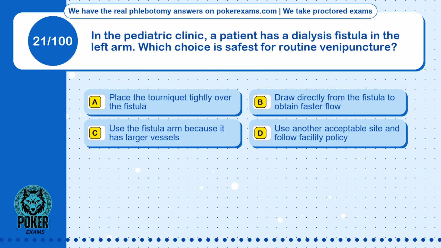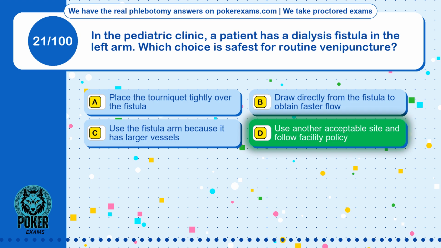Question 21. In the pediatric clinic, a patient has a dialysis fistula in the left arm. Which choice is safest for routine venipuncture? Option A. Place the tourniquet tightly over the fistula. Option B. Draw directly from the fistula to obtain faster flow. Option C. Use the fistula arm because it has larger vessels. Option D. Use another acceptable site and follow facility policy.